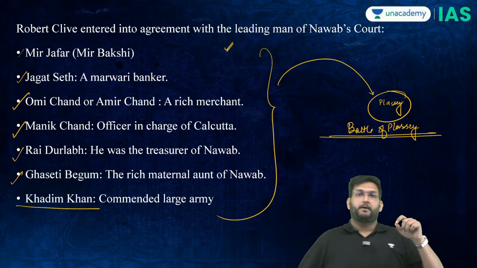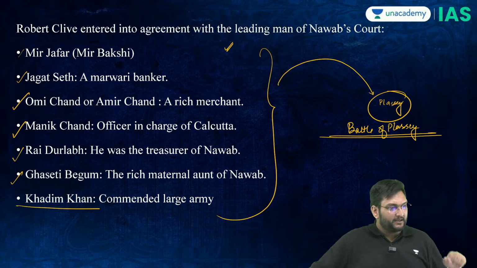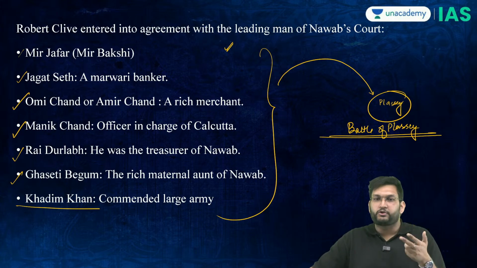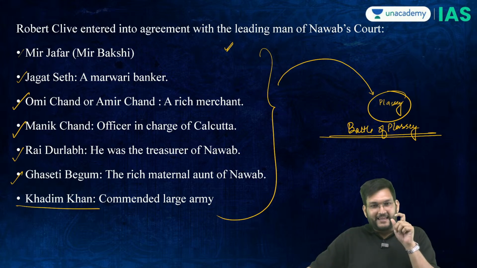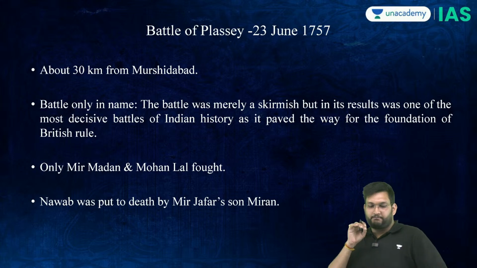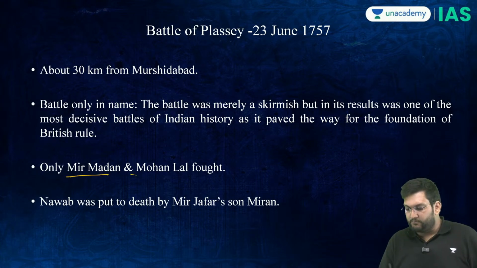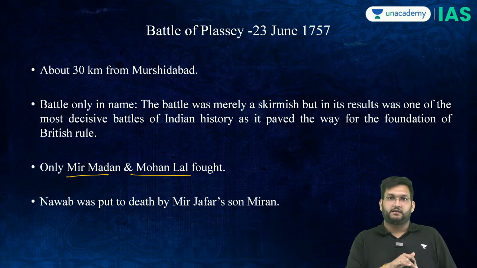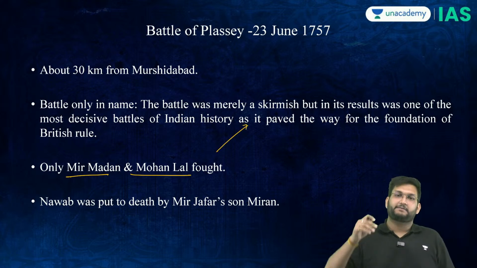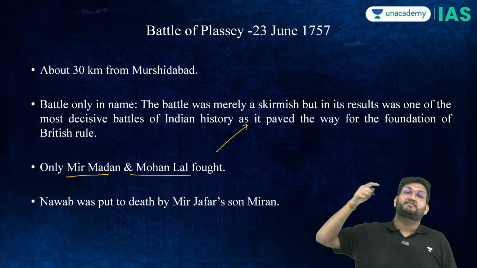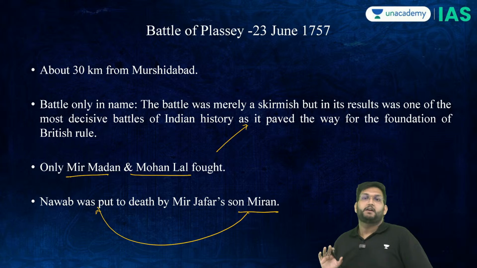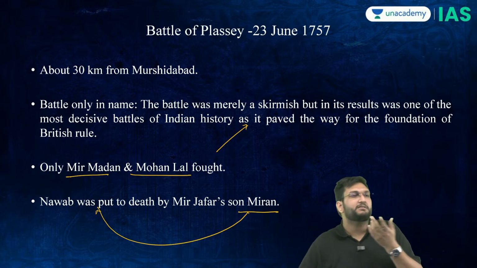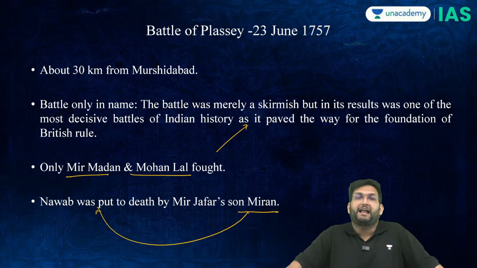And only Mohanlal and the other two very important deputies of Siraj will stand. So here, what happens is that in the Battle of Plassey, only Mir Madan and Mohanlal fight with Siraj. On the other hand, everyone else retreats, and it is the son of Mir Jafar, Miran, who will then stab the Nawab himself. This is why it is not called a battle. It's not a battle because nobody fought. Plassey was a setup. Plassey was a conspiracy.